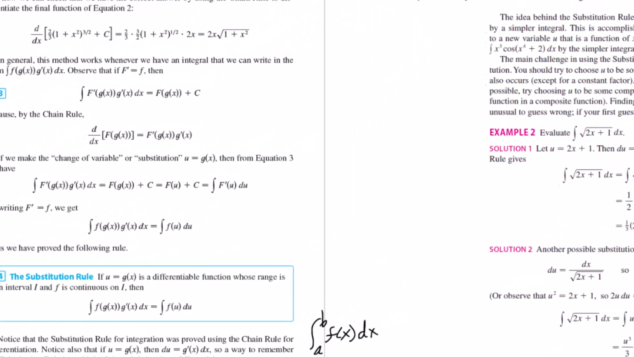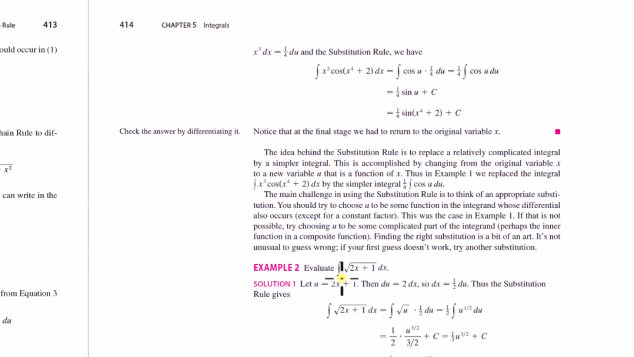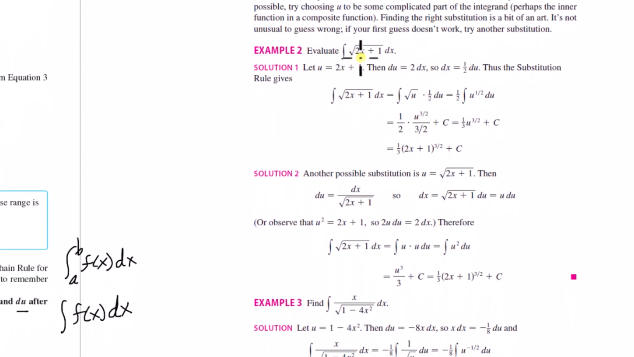You see? So if we come up here, right? So you get cosine u, because we define u to be x to the 4th plus 2, times 1/4 du. So you just bring the 1/4 in front of the integral. And there you go. Cosine u du, we can solve that. The integral of cosine u du is sine u plus c, and then you just substitute the u back in. Okay, here, if we substitute u is equal to 2x plus 1, then du is equal to 2 dx, so dx is 1/2 du. And so you're left with the integral of the square root of u times 1/2 du. Bring the 1/2 out front, and there you go.